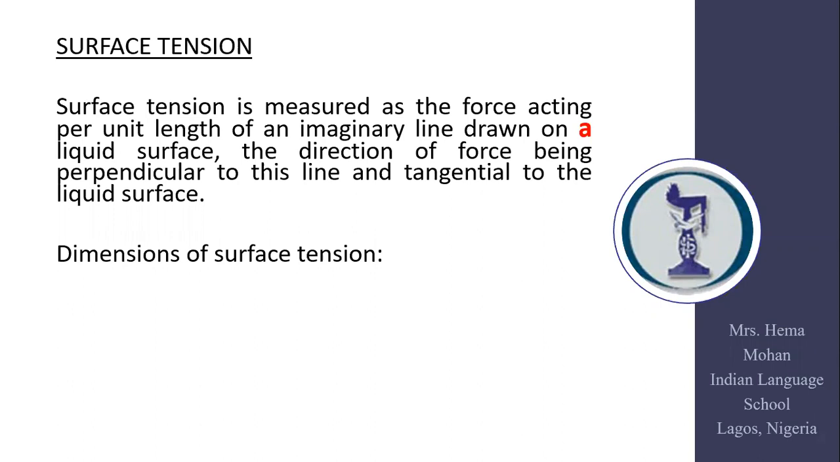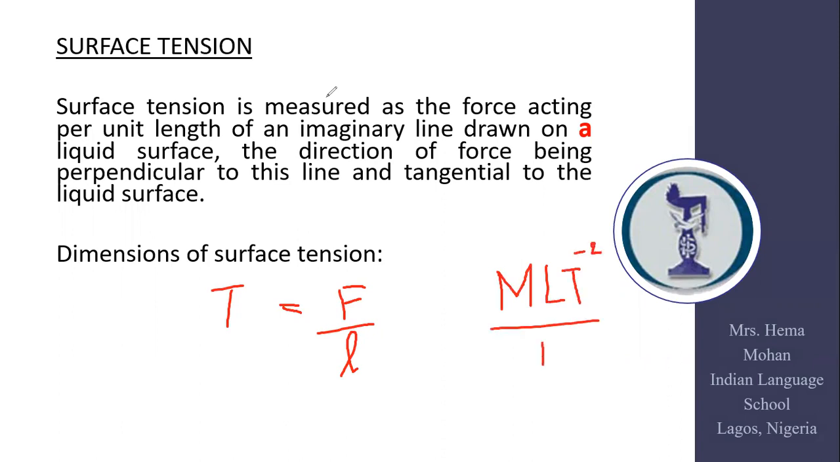Now, how am I going to find the dimension? We know T is equal to F by L. Now, what are the dimensions of F and L? F is MLT^-2, and that of length is L. So if I cancel out the L, then the dimensions are simply MT^-2. You have done dimensions in the part taught by Mrs. Chandrasekhar, so that will be MT^-2.